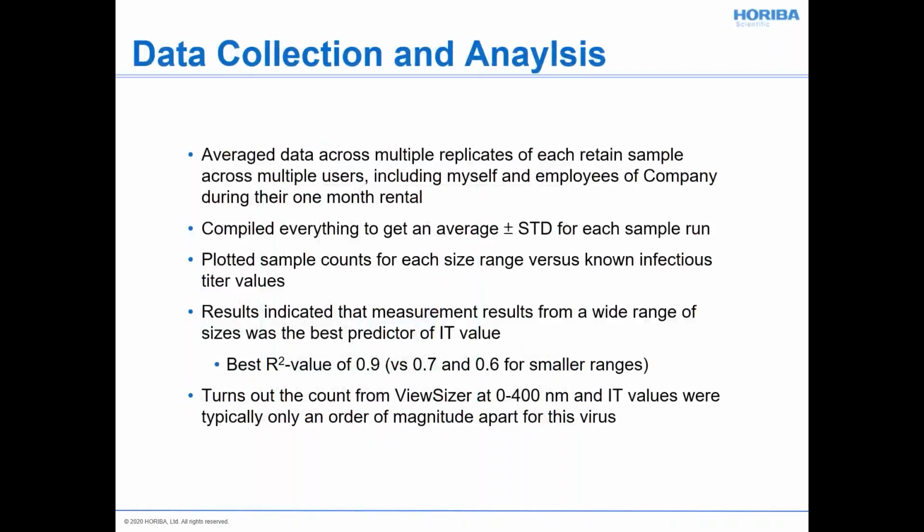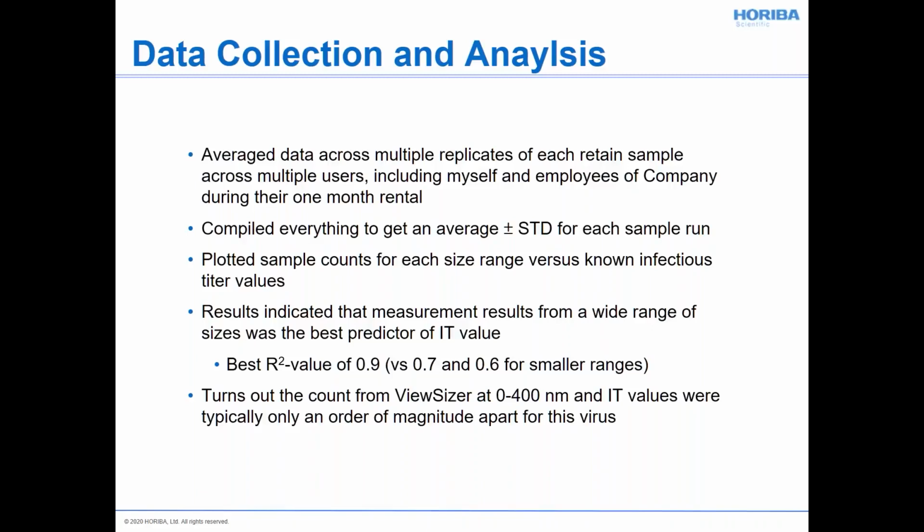So viruses tend to have a broad range of sizes in the sample. For the data collection, we analyzed across multiple replicates for each retained sample and across multiple users, including Sean and employees of the company that we were working with. Compiled everything to get an average and standard deviation for each sample run, and plotted sample count for each size range versus known infectious titer values. The results indicated that measurement over a wide range of sizes gave the best predictor of infectious titer value.